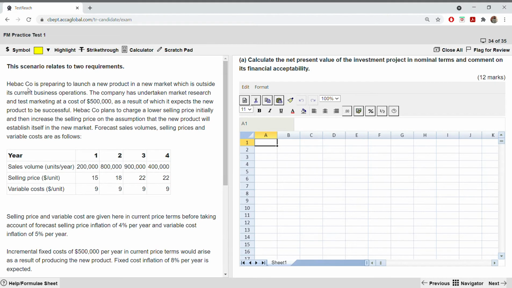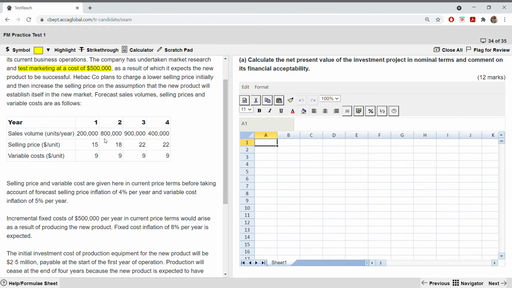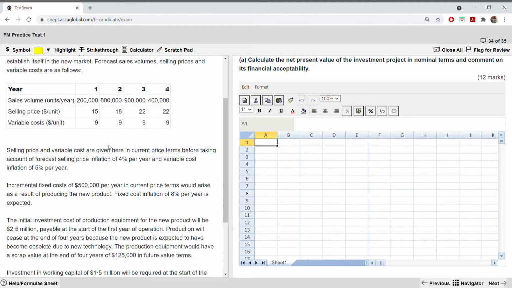Hebek is preparing to launch a new product in a new market which is outside its current business operations. The company has undertaken market research and test marketing at a cost of... Wherever numbers are there, calculation, just highlight it. You might need it for your net present value. As a result of which it expects the new product to be successful, Hebek plans to charge a lower selling price initially and then increase the selling price on the assumption that the new product will establish itself in the new market. For sales volume, selling price, and variable cost, you have been given the volume, price, variable cost. Selling price and variable costs are given here in current price terms, before taking into account forecast selling price inflation of 4% per year and variable cost inflation. So before inflation, they didn't inflate it.